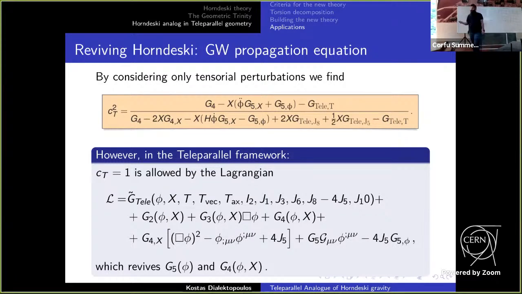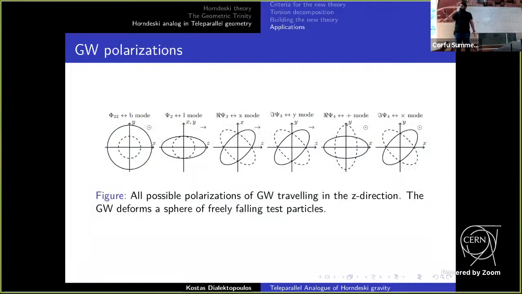So those theories that were severely eliminated in the previous framework, like G4,X, the dependence of G4 on the kinetic term of the scalar field, and also of G5 on the scalar field itself, revive in this framework. And with them, of course, all of the models that explain inflation or late time acceleration also revive in this framework. And some more applications have been done in the last 2 years.